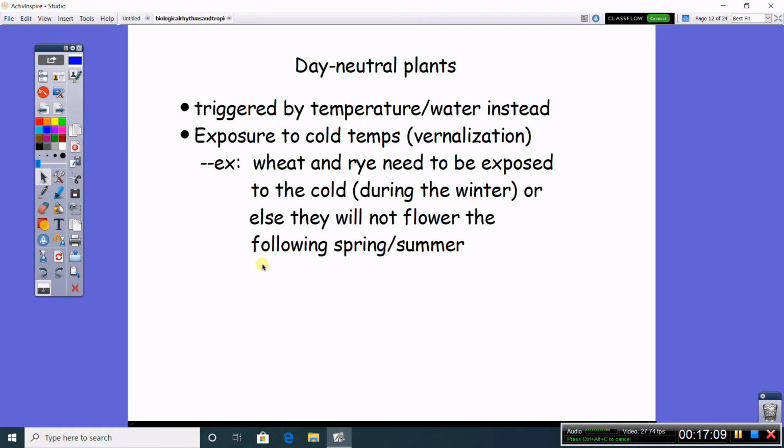All right, day neutral plants. Day neutral plants have a different trigger. In other words, they are not stimulated to flower by the number of continuous hours of darkness. They are stimulated to flower by other things, like temperature or water, or even exposure to cold temps. So grains like wheat and rye need to be exposed to the cold during the winter, or else they will not flower the following spring or summer.